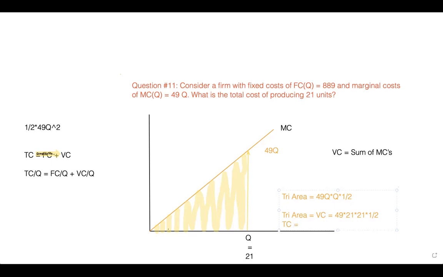Sounds good to me. So then our total cost is our fixed cost plus our variable cost. So we just add 889 to that, and what do we get? $11,693.5. Okay.